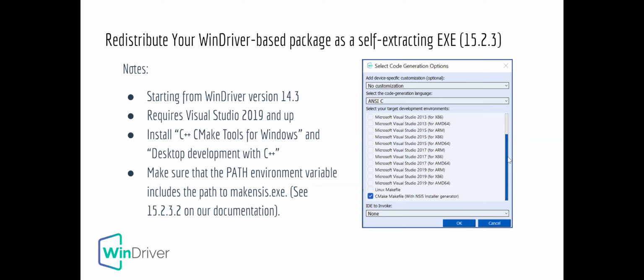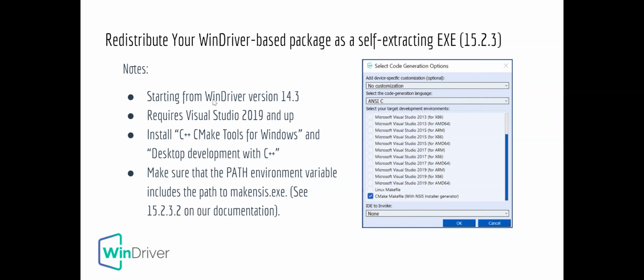But this is more advanced content, so I will not go through every step on what WinDriver is and what this functionality does. You're probably familiar with this window, it's the code generation window. After clicking generate code, you simply choose CMake makefile with NSIS installer generator, and we will do it shortly. And it will create the executable file.